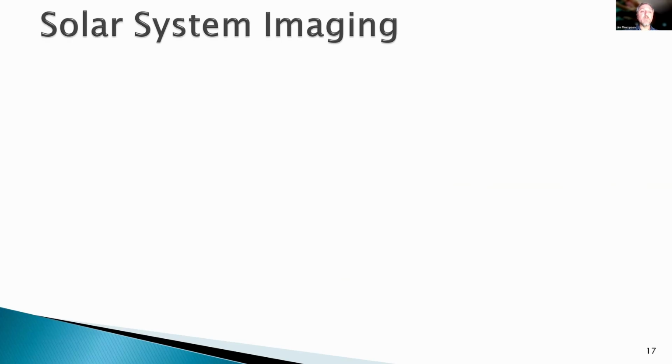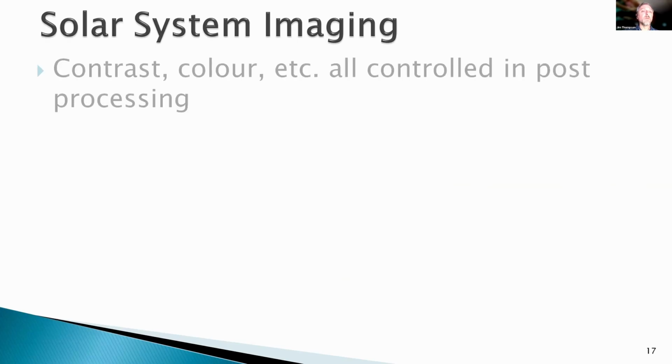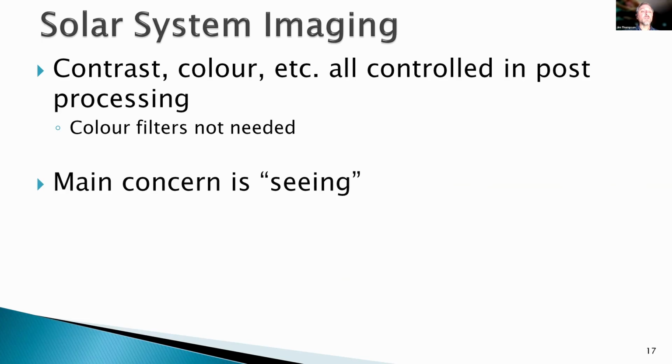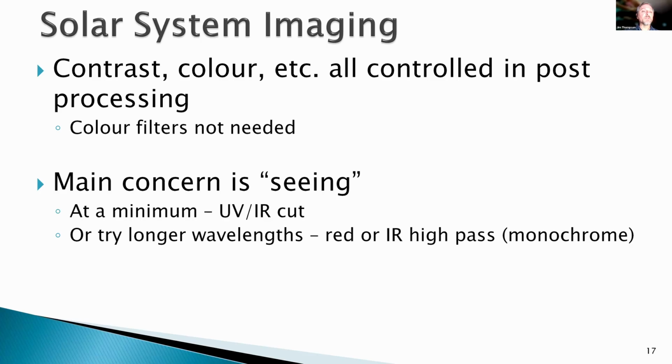For those of you who are imaging solar system objects, contrast, color, etc., can all be controlled after the fact during post-processing. So a color filter is not needed. The main concern when imaging is the seeing, the unsteadiness in the view resulting from turbulence in our planet's atmosphere. At a minimum, you should use a UV IR cut filter to sharpen your view, or try filters passing red or infrared only, as seeing has less of an impact at long wavelengths.